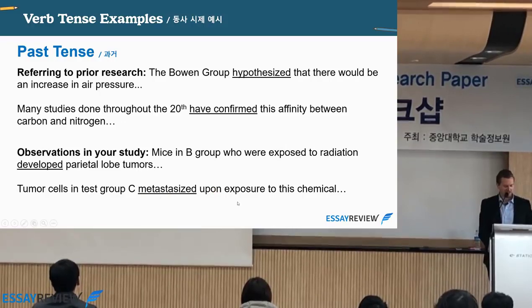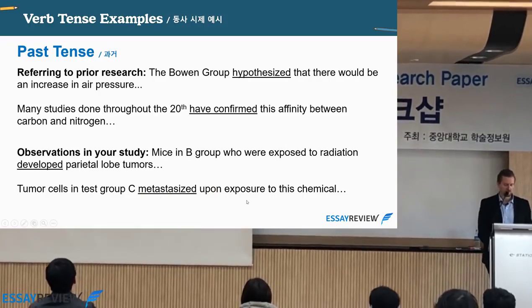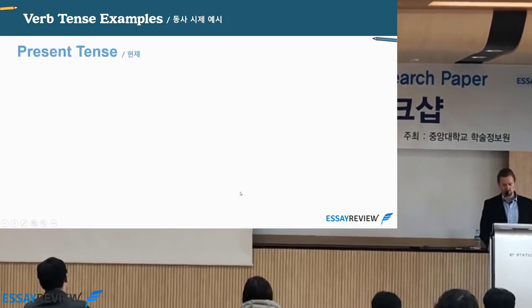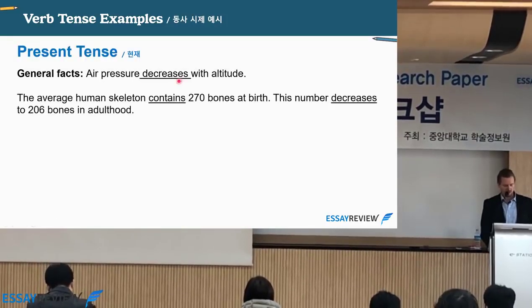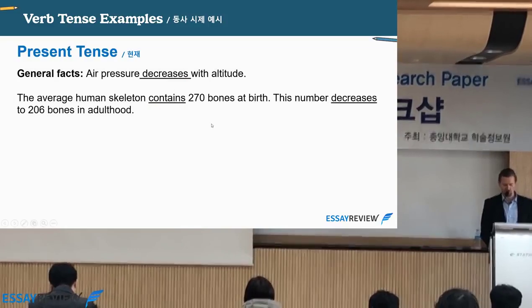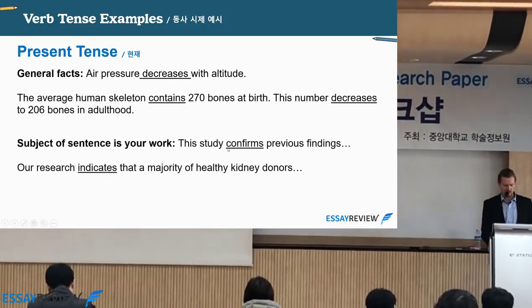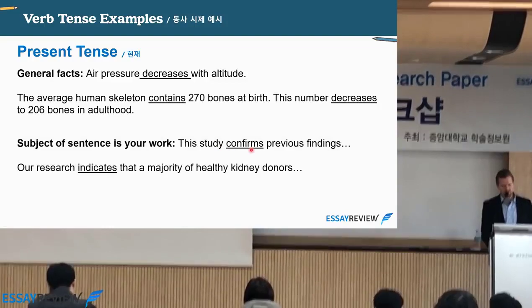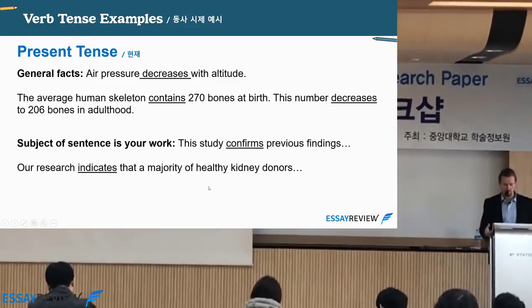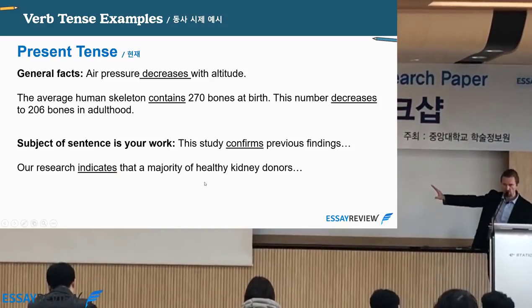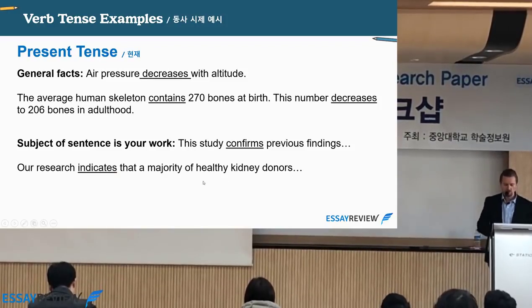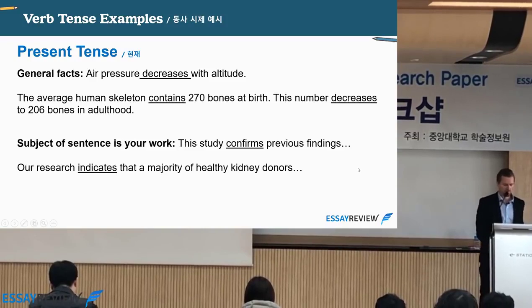Okay. Present tense. "Air pressure decreases with altitude." "The average human skeleton contains 270 bones." And last, if the subject of the sentence is your work: "This study confirms previous findings." "Our research indicates..." This is probably the hardest rule to keep in mind when you're writing, but you can use these guidelines and other ones on the internet to check your work before you give it to an editor. It's going to help a lot in case the editor misses something, or just so you understand what you've written, the quality of your writing.